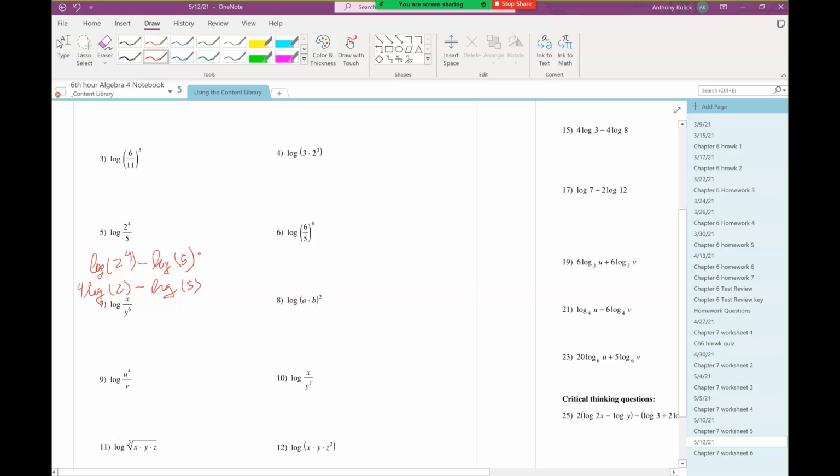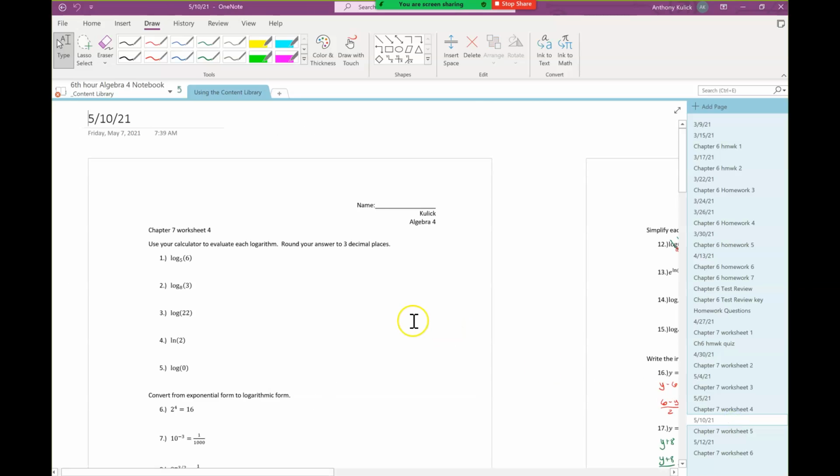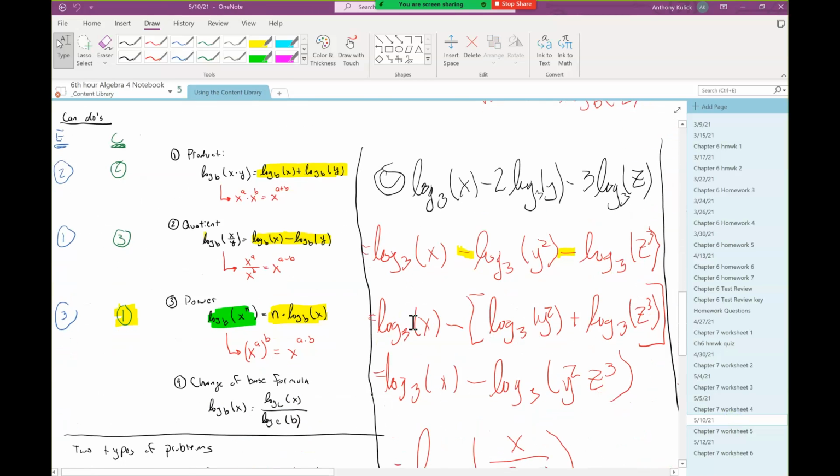What's a minus? The quotient property. Oh, okay. Remember from last time, minus means subtraction. Right. Okay, yeah, I just forgot about that. No problem.